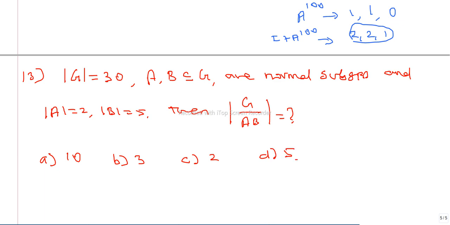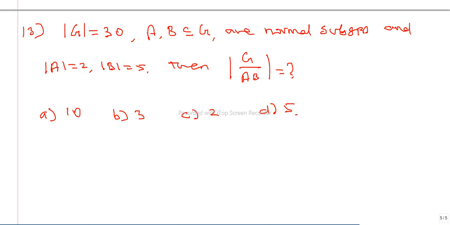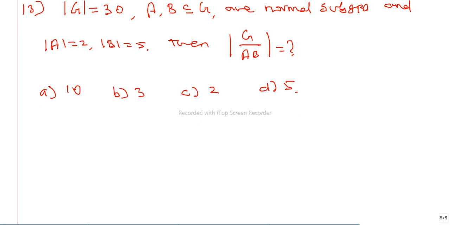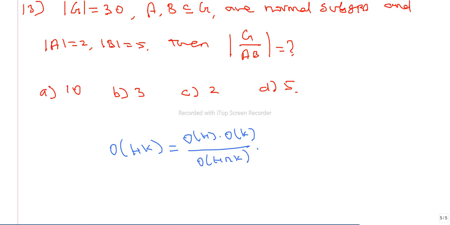So what is the answer? First of all, you have to find the order of AB. You know the formula: the order of HK equals order of H into order of K by order of H intersection K. This is the order of the product of two subgroups, even if you take normal subgroups.